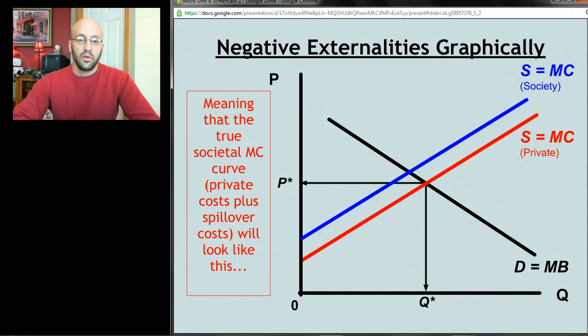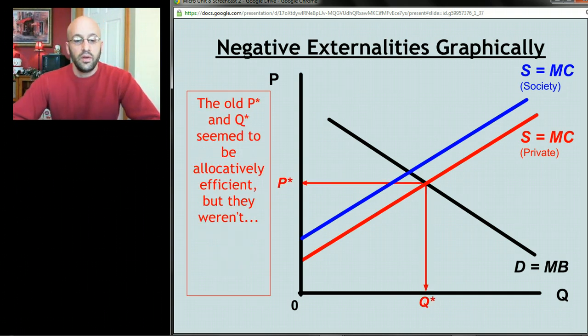Meaning that the true societal marginal cost curve, the private costs, the red line, plus the externality, the spillover costs, is going to look like this, the blue line. It's essentially the red line shifted up by $1, that $1 worth of negative externality, that $1 worth of extra costs that we're imposing onto other people. So we're going to distinguish between private marginal costs here, the cost of producing the cigarette, and societal costs, the private costs plus the cost imposed onto others. In other words, the cost to the kids and the cost to the producers, all the real costs involved.